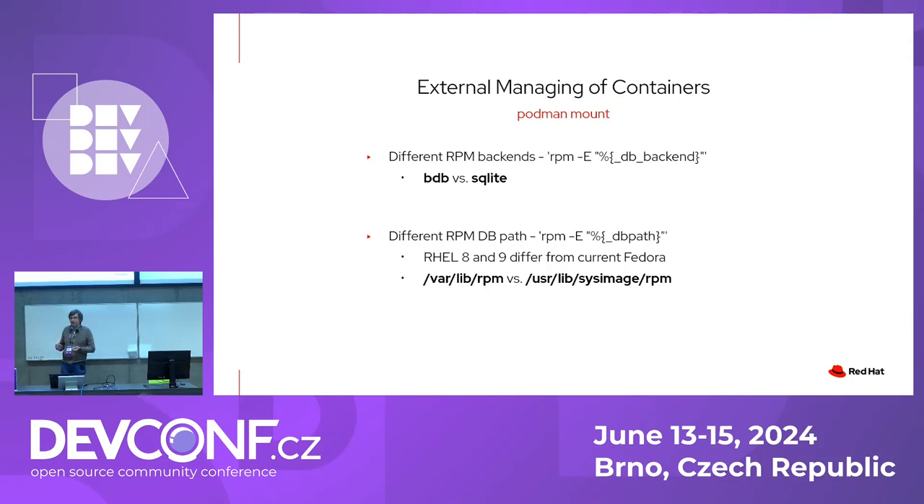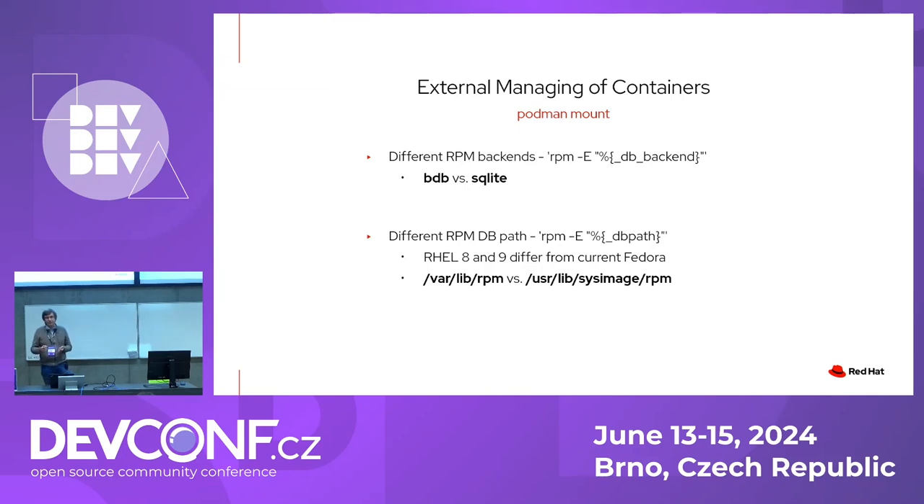Another problem that you might experience is the path to the database. The path to the database is written in an RPM macro. Macros are always taken from the host. Therefore, if you have another version, then you might look in a different direction. You will see nothing is installed in the container. Well, bad luck.